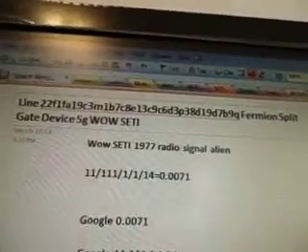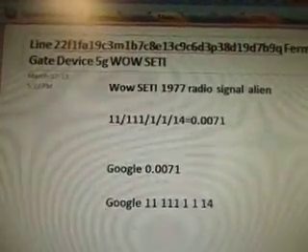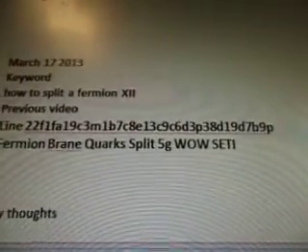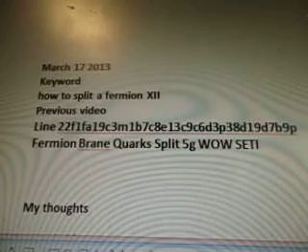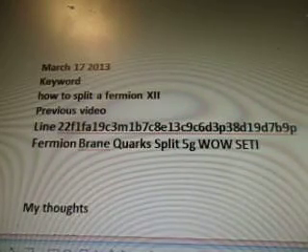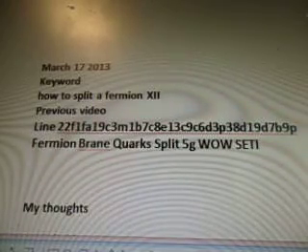Fermion split gate device 5G Wow Seti. There's the alien radio signal. So, Fermion split quarks formula keyword research in the wild data.